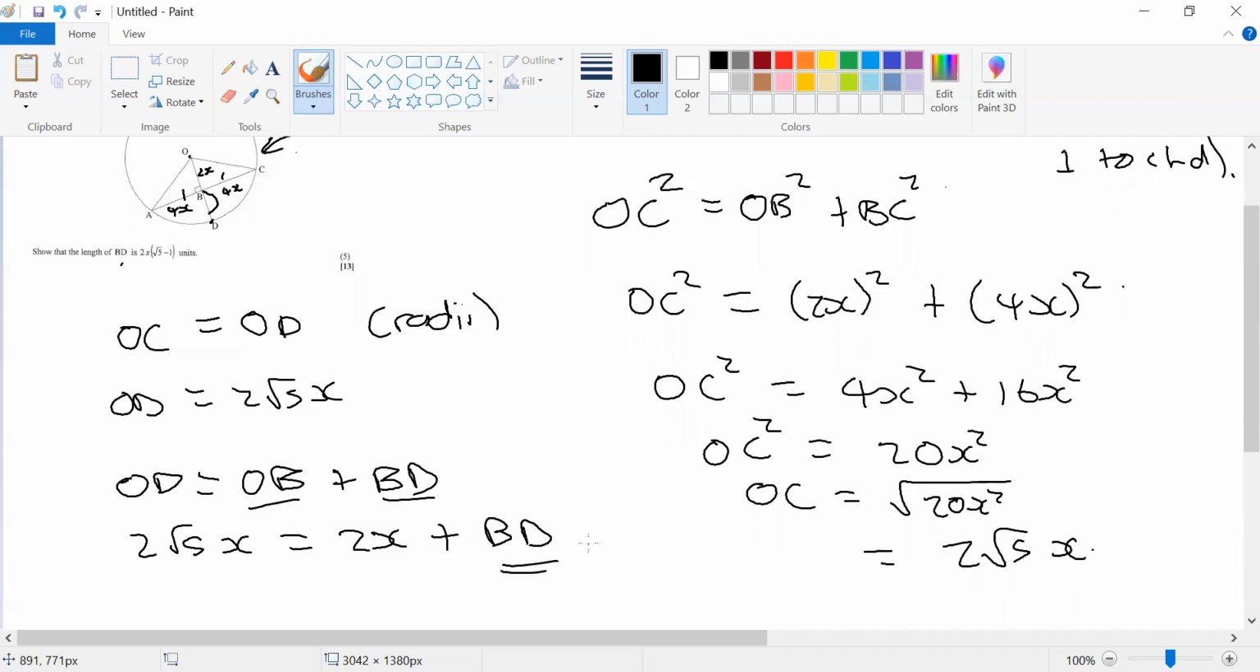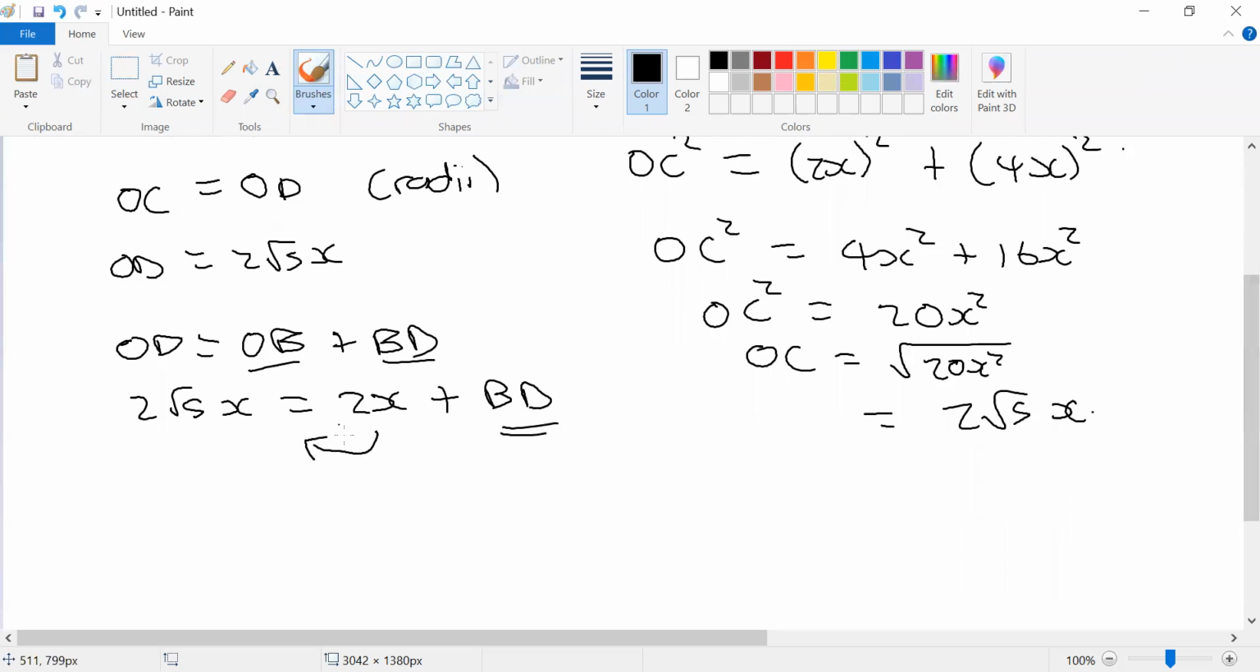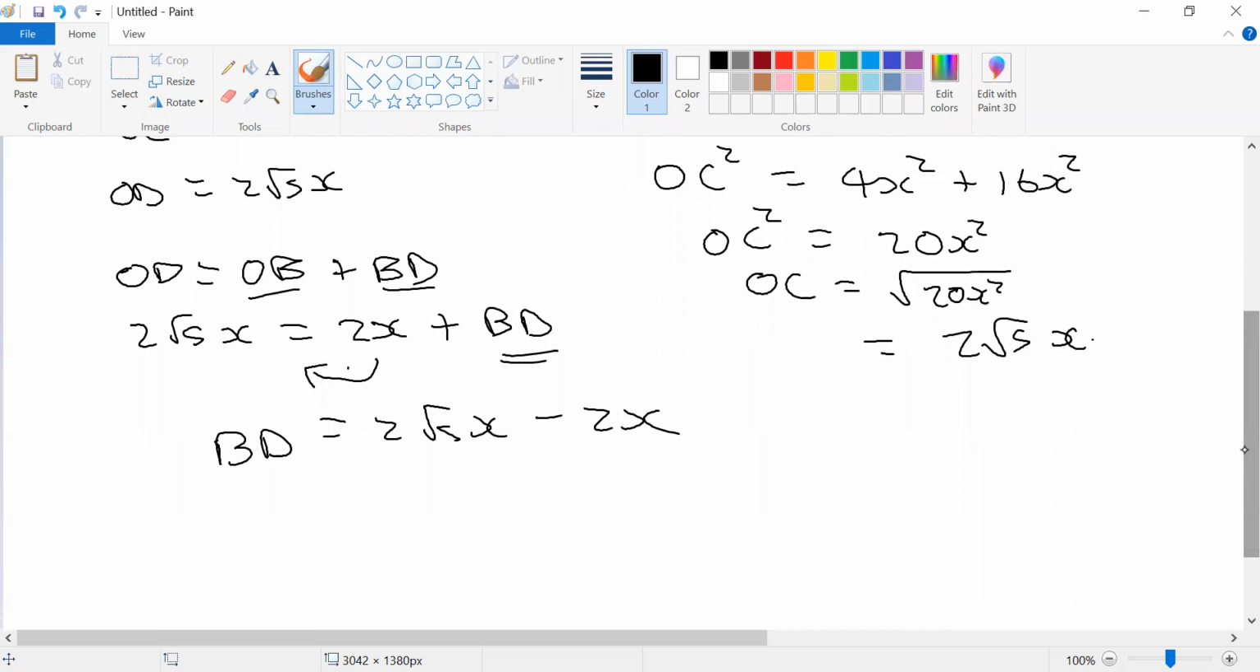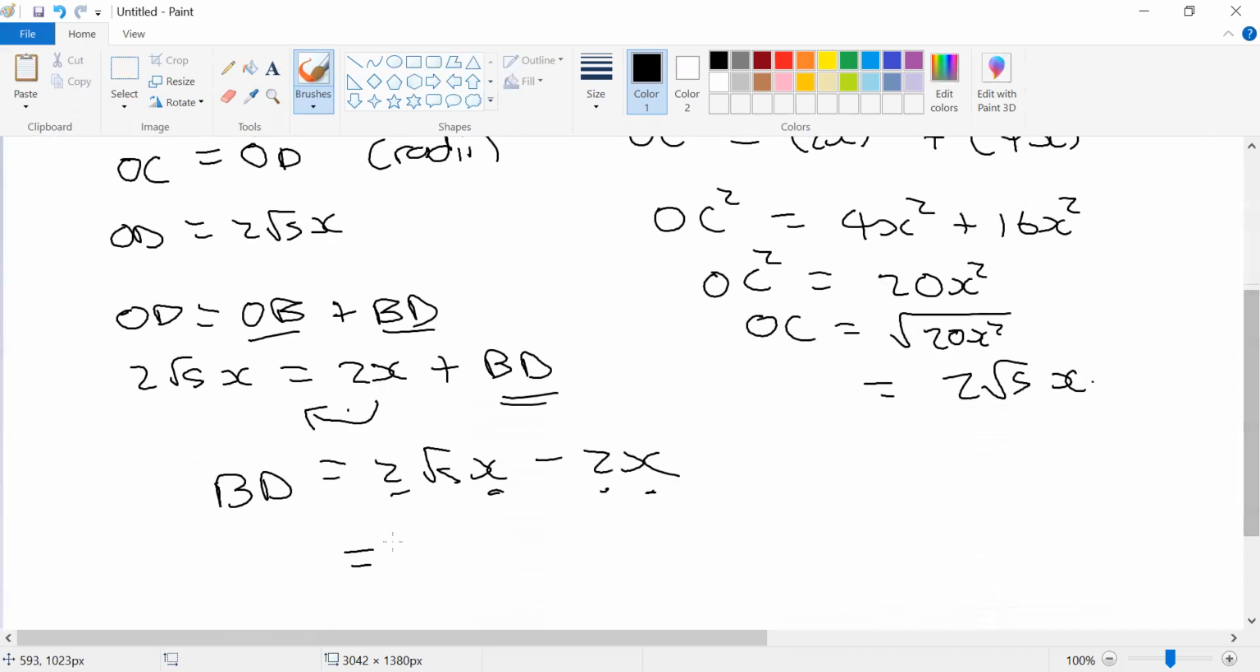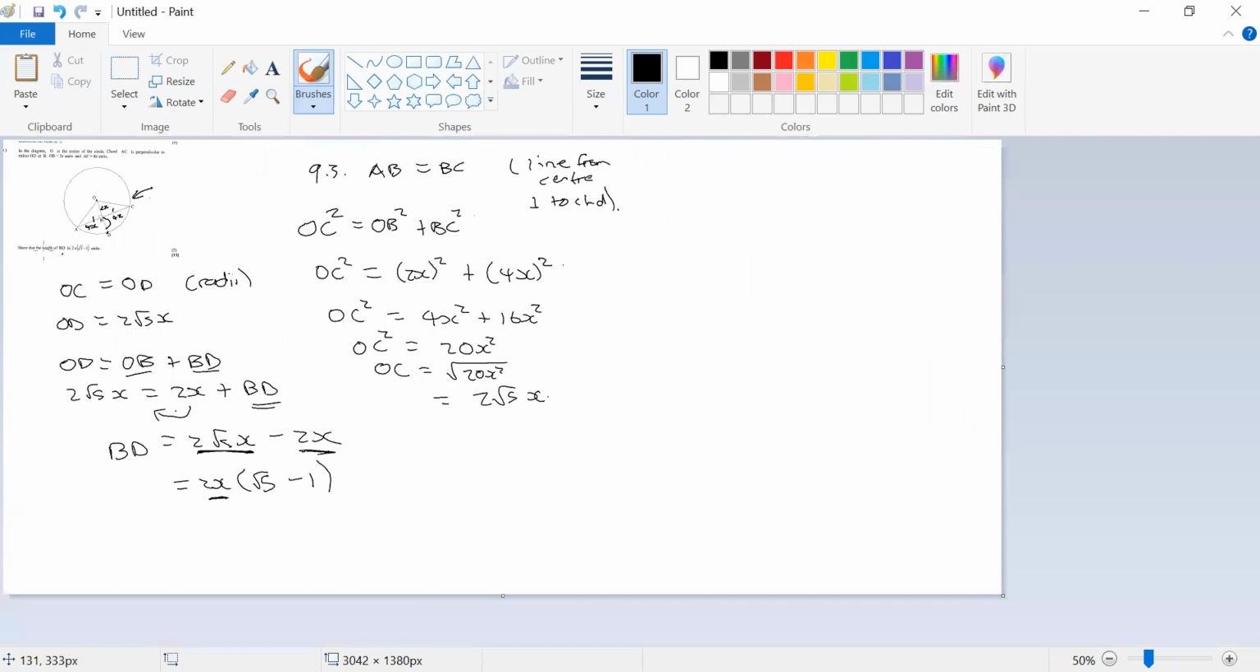And now I'm trying to solve for BD. So I'm going to take the 2x across. So BD is going to equal 2 root 5x minus 2x. And I can pull out 2x as a common factor. So 2x into, if I divide the first term by 2x, I'll only be left with root 5. Minus, if I divide the second term by 2x, all I'm left with is 1. And that is exactly what they wanted us to prove it to be. Make sure you write the word units at the end.